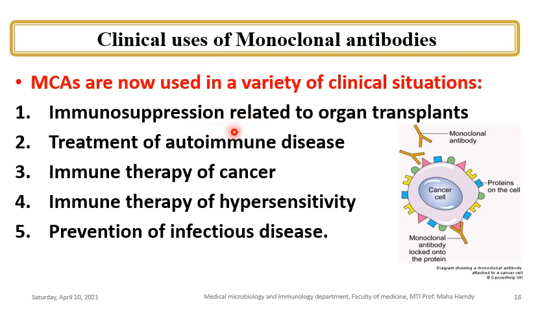What are the clinical uses of monoclonal antibodies? They could be used for immune suppression related to organ transplantation. They could be used for treatment of autoimmune diseases, immune therapy of cancer, immune therapy of hypersensitivity. وكل دي حاجات هناخدها في محاضراتها في وقتها مع الكلينيكال immunology, and they could be used for prevention of infectious diseases.